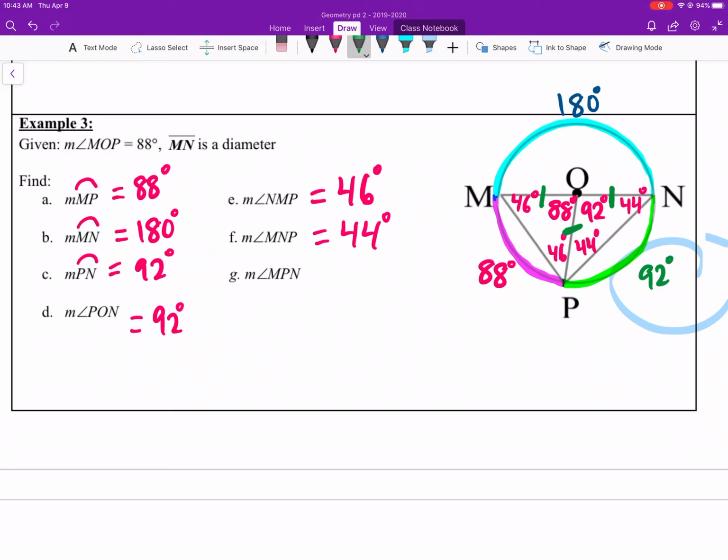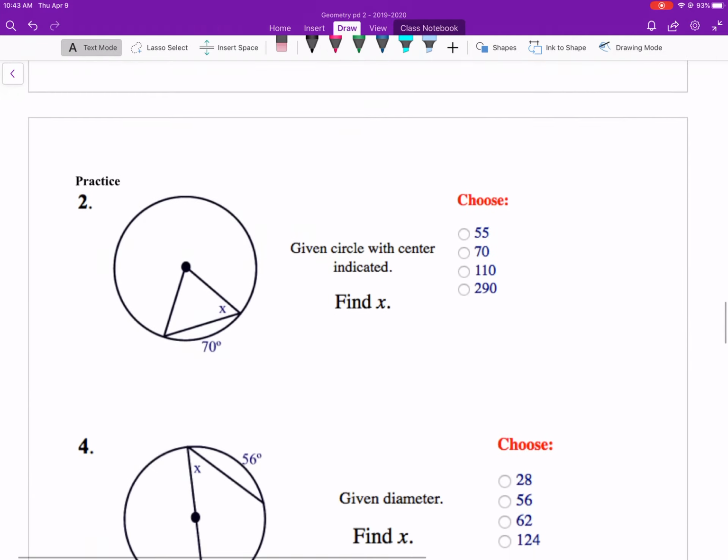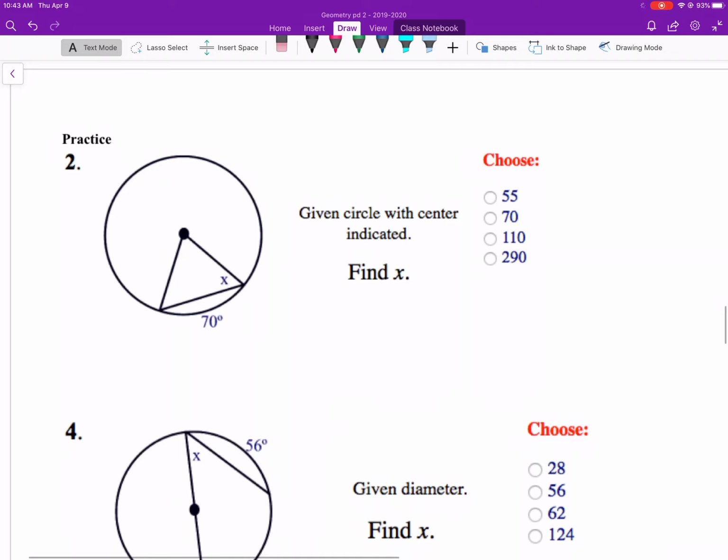However, what they just asked for is MPN, which is this whole piece there. So it's the sum of 46 and 44. That would be 90 degrees, those two together. All right, let's move on. A couple practice problems. Remember, at any point you can pause and try it out on your own.